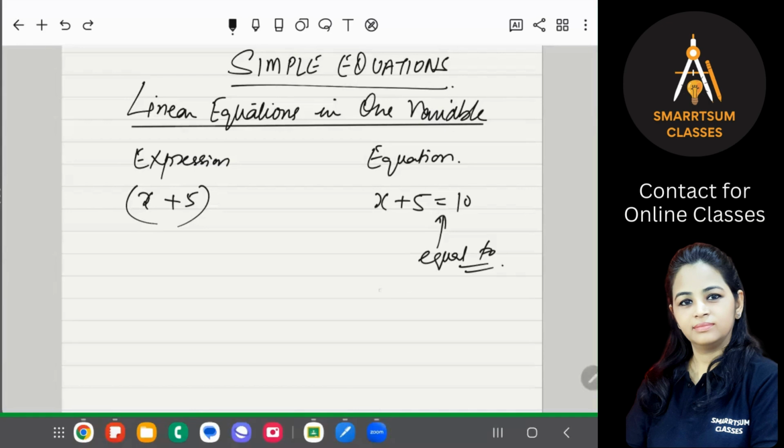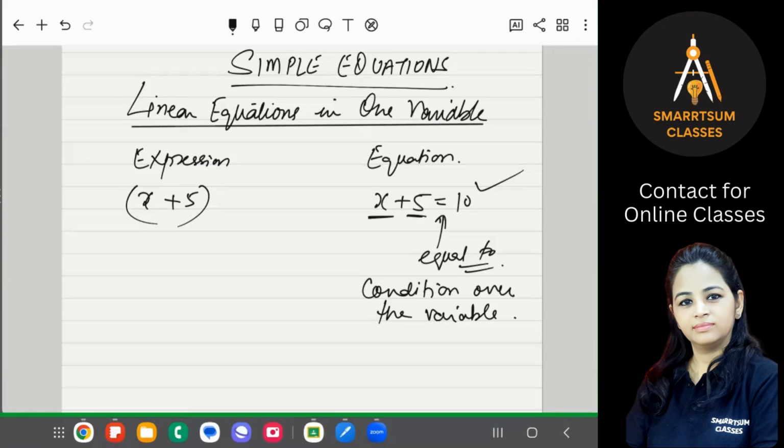An equation tells you about the condition over the variable. What is the condition? Like when 5 is added to x, its value becomes 10. This is a condition of the variable. An expression does not tell the complete condition over the variable. It is not giving you complete information. It is saying when 5 is added to x, then what? So it is incomplete information.